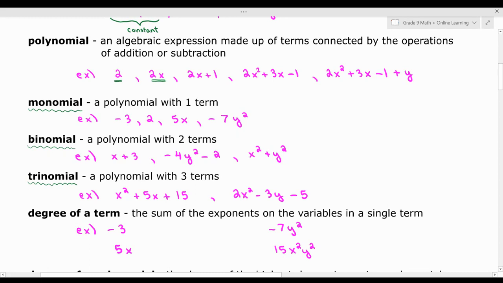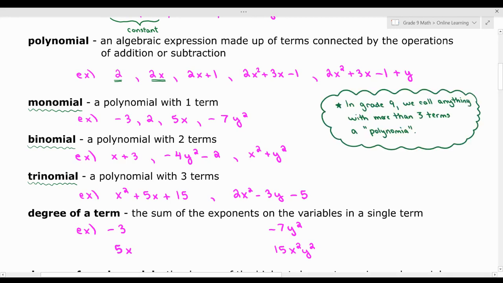Beyond that, like if you had 4 terms or 5 terms, 6 terms, 7 terms, etc., there are special names for it, but in grade 9, we just say anything above 3 terms, we just refer to it as a polynomial. So I'll make a note of that. So there's my note, it just tells you in grade 9, we call anything with more than 3 terms just a polynomial. Okay, so again, in grade 10, 11, 12, you'll start to look at the special names. If you're interested, if you have 4 terms, it's called a quartic. 5 terms is a quintic. But for now, we just say more than 3 terms, we just refer to it as a polynomial.